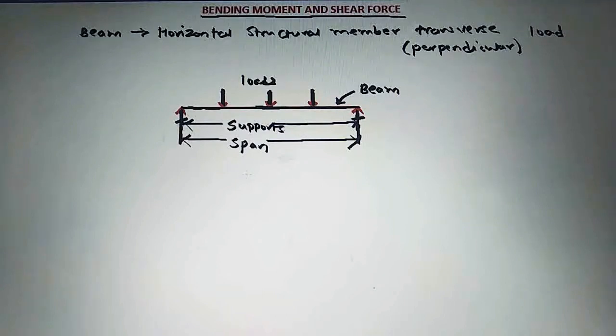Next concept we are seeing, that is span. Span is what? It is the distance between the two supports of the beam. That is called span of that beam. So this is the concept of beam and the span of the beam.